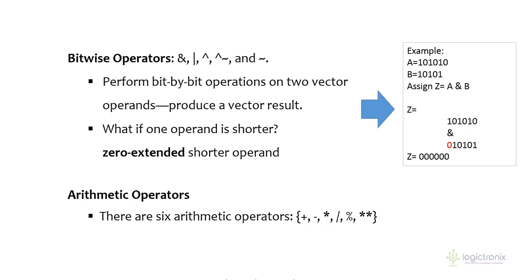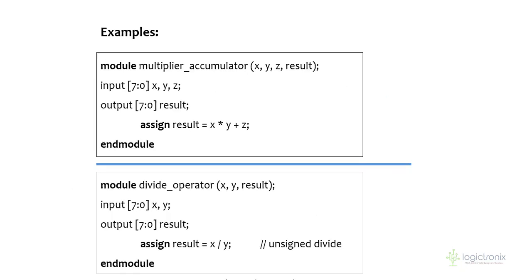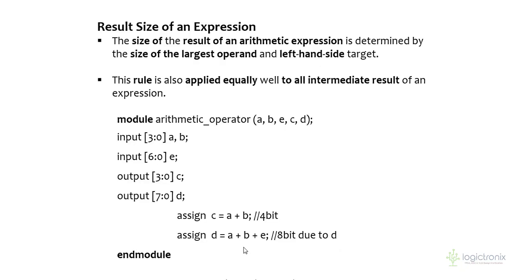And we have some operators here. So bitwise operators: a bitwise operator performs bit by bit operation. Like here we have A, B, so it computes the bit by bit operation. And if the length of any operand is not equal to the output, then it will be 0 extended. Another operator type is arithmetic operators: plus, minus, asterisk, division, remainder, and multiplication. And we have small operations of multiply, accumulator, so it does the arithmetic operations. And we have the divide operators.